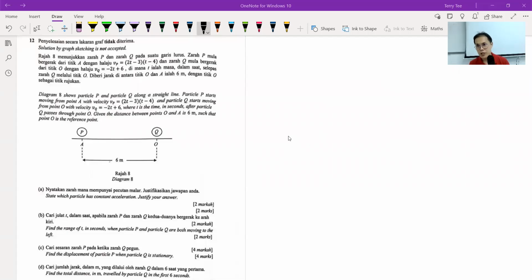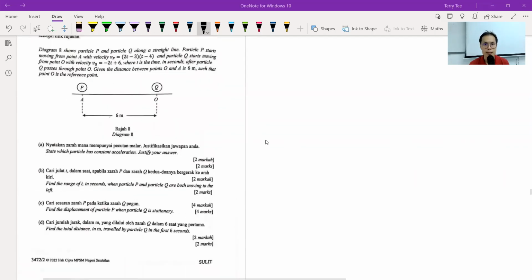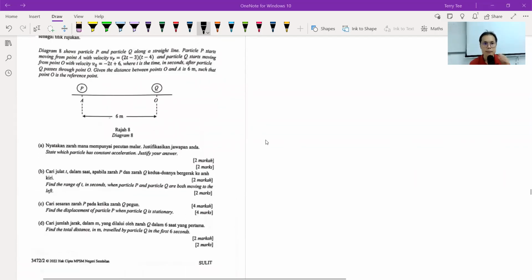Okay, moving on to question number 12. This is from your Form 5, Chapter 8, Kinematics of Linear Motion. So here, diagram shows particle P and Q. They move along a straight line. P starts from point A, moving with this velocity.